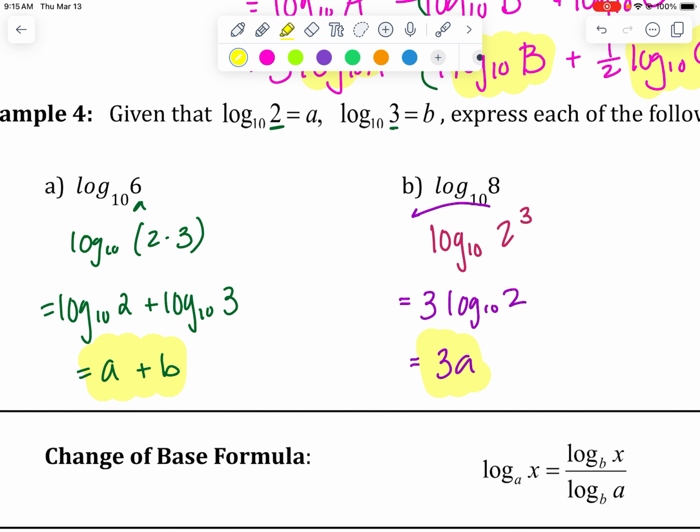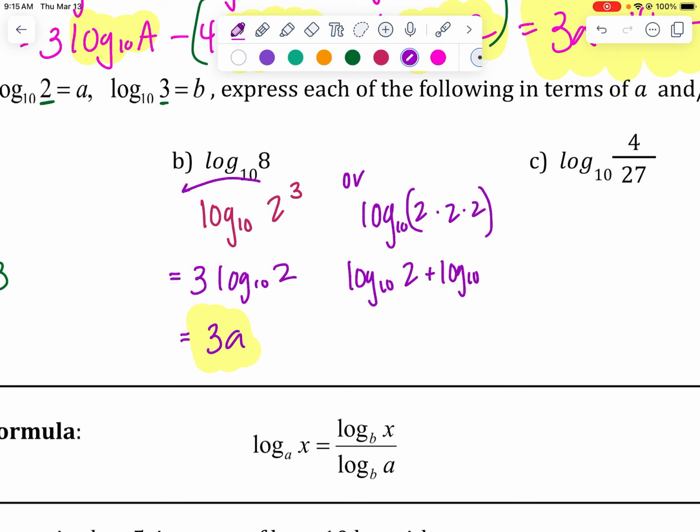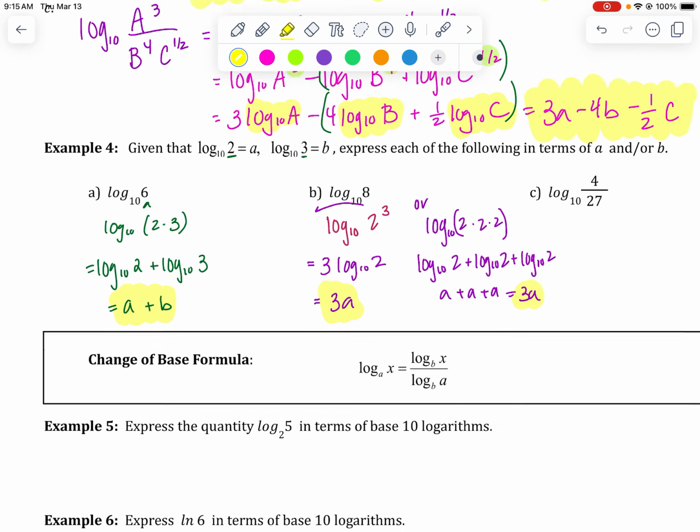Okay. You could have also done this one as log base 10 of 2 times 2 times 2, and then you could have used the addition and say log base 10 of 2 plus log base 10 of 2 plus log base 10 of 2, a plus a plus a. That would also give you that 3a. So there are multiple ways to find these guys over here. Okay, go ahead and do example C on your own.